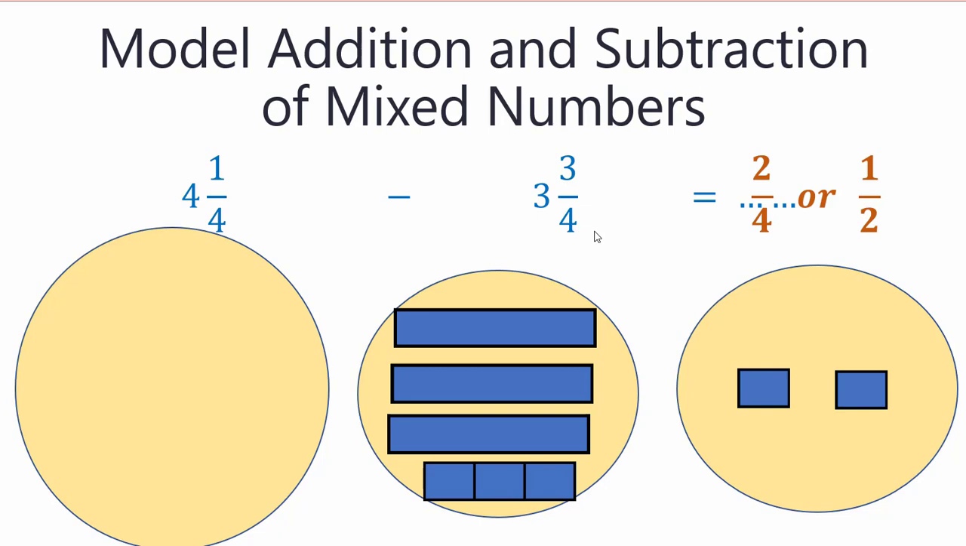Mister, I don't use this model to find this question. I use 4 multiply 4 equals 16, 16 plus 1 equals 17, so it's 17/4. Yes, you can do this, it's also a great one. But my hero, today we are using models.